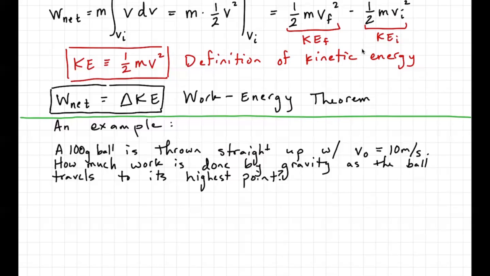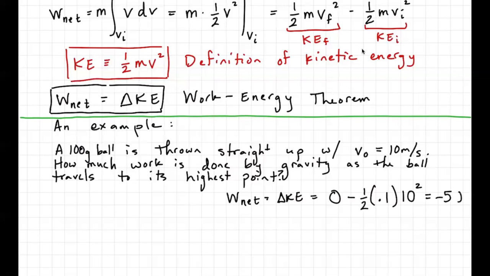The work energy theorem says that the net work is equal to the change in kinetic energy. The change in kinetic energy we know because the final velocity is 0, because at the highest point the velocity has got to be 0. So the final kinetic energy is 0. The initial kinetic energy is 1/2 times mv squared. The mass is 0.1 kilograms. The velocity is 10, so we square that. If we calculate that out, we get -5 joules. So 10 squared is 100, times 0.1 is 10, divided by 2 is 5.